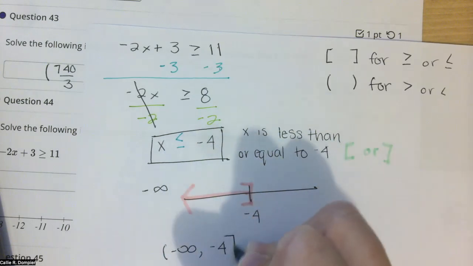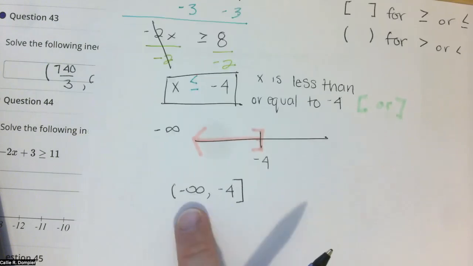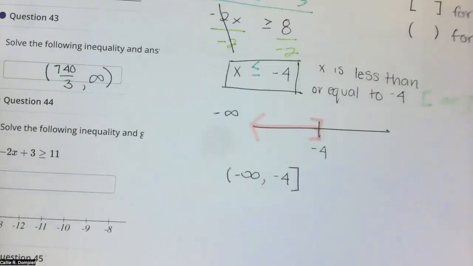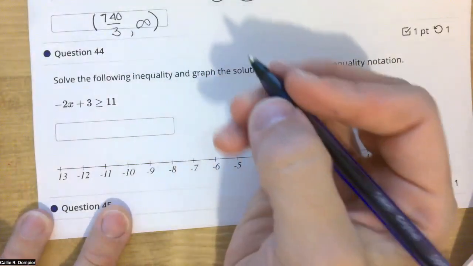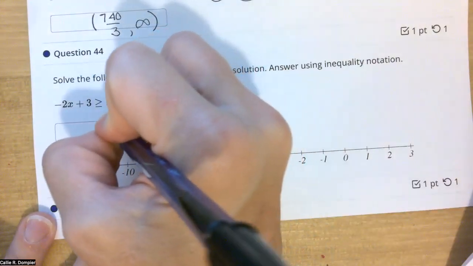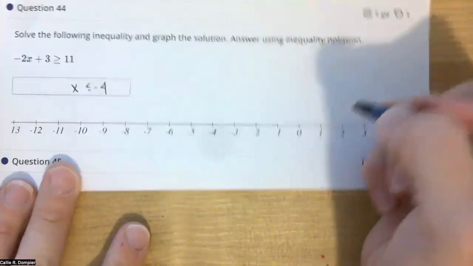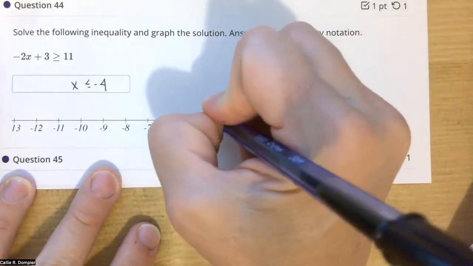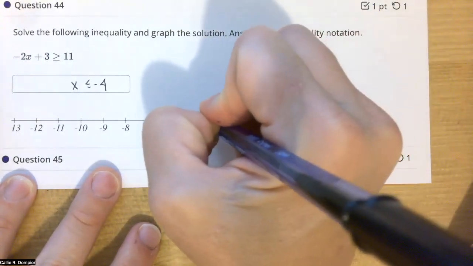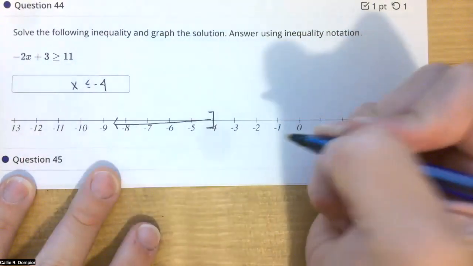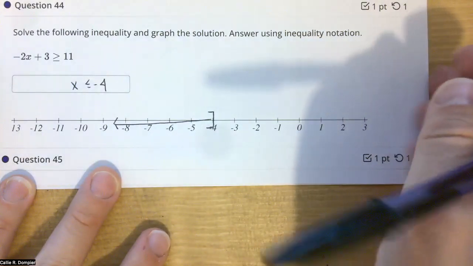It includes negative 4, so we'll use a bracket. Negative infinity never gets a bracket, it only gets a parentheses. So our answer is x is less than or equal to negative 4, apologies. At negative 4, bracket going to the left or in the negative direction forever.